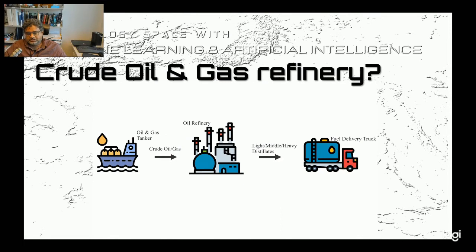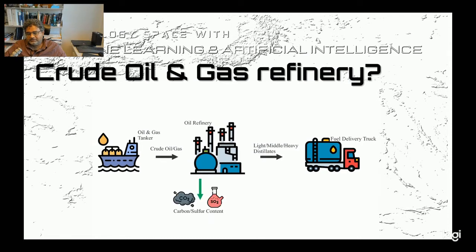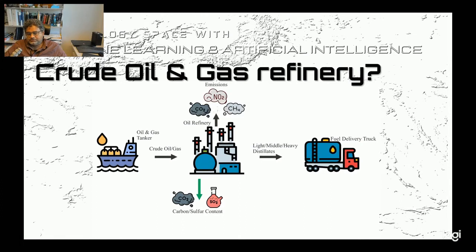As the next step, the crude oil and gas delivered to the oil refinery is separated into light, middle and heavy distillates. This is where these different grades of fuel are created by the oil refinery. During the refinery process, some of the carbon content and sulfur can be separated from the respective fuel. This way you can create somewhat cleaner fuel through the oil refinery process. During this process, there would be emissions released into the environment by the oil refinery, and it is also associated with operation and maintenance cost.